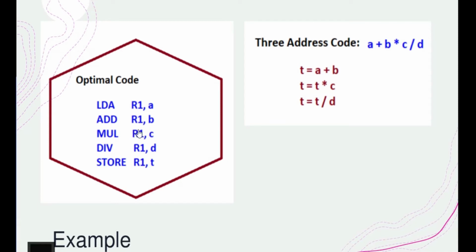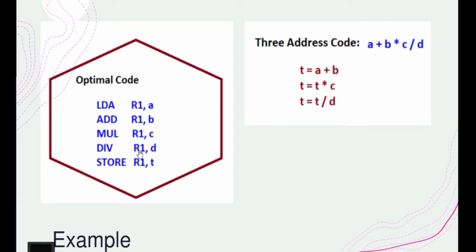Okay. So R1 contains what? Now R1 contains the result of (A plus B) star C. Then with this result, what we have to do? We have to divide D. So we are using opcode DIV. So DIV stands for division operation. So DIV R1, D, that is with the result of R1 we are dividing D. So finally what we have to do? We have to store the complete result. So the complete result of this expression is stored where? It is stored in R1.